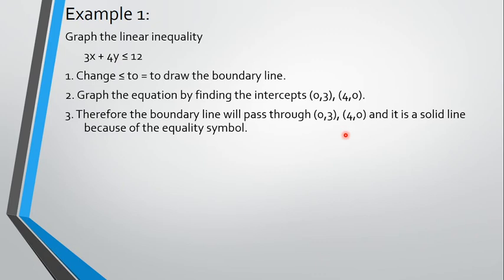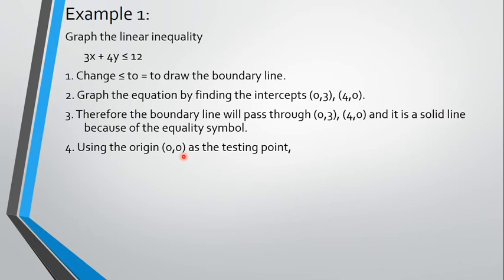Now therefore, the boundary line will pass through 3 and 4, and it is a solid line because of the inequality symbol. Okay? So, class, take note that in this example the symbol is less than or equal to, so we must use a solid line. So what is a solid line? That we will know later. Okay, since we already have our x and y intercepts, then we can already make our graph.